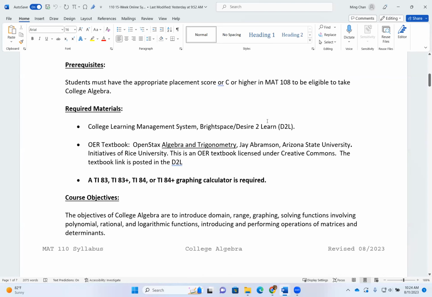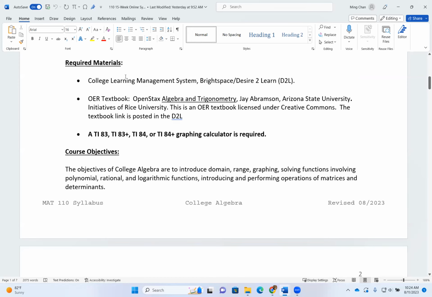Required materials. You're required to use the college learning management system, D2L. Do not buy a textbook. There's an actual textbook link under the course information, which I'll show you in a little bit. There's a link that you can use to access a textbook.